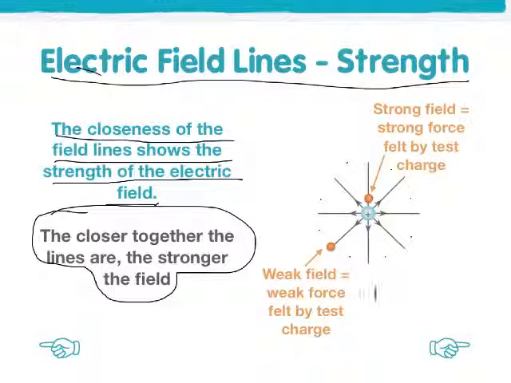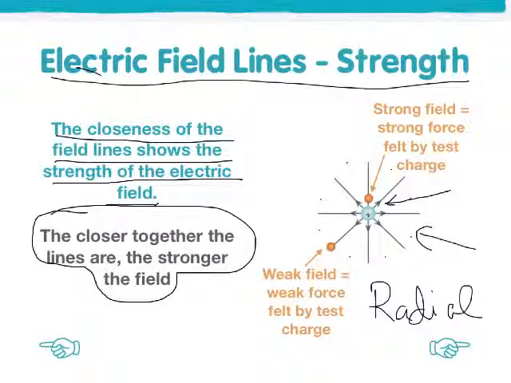Now on a radial field, that is the field around a point charge, the field strength is much greater in the center than on the outside. As you get further and further away from the center, the force acting becomes less and less. So a radial field has this really distinct shape where the lines are really, really close together and then they start to spread out.